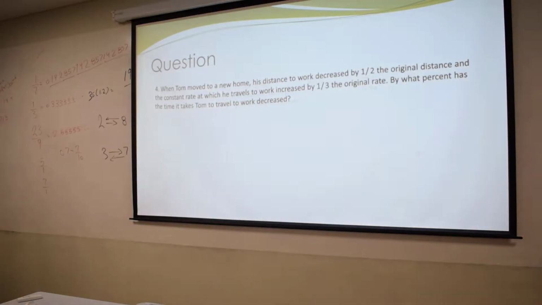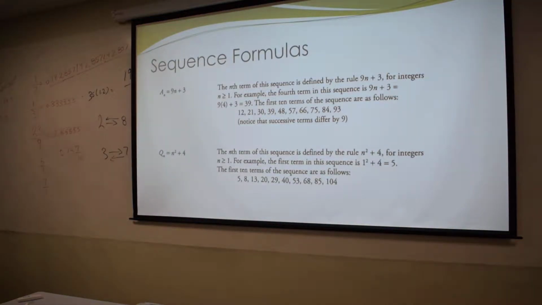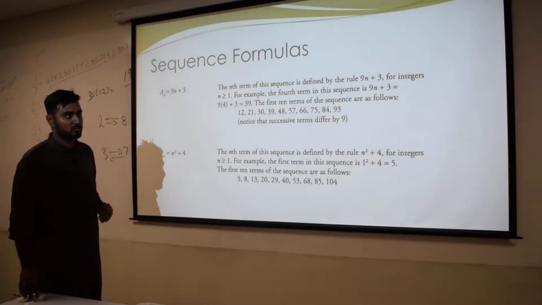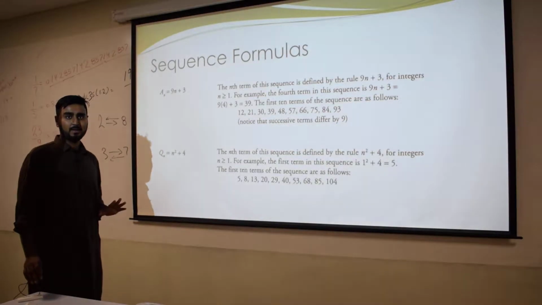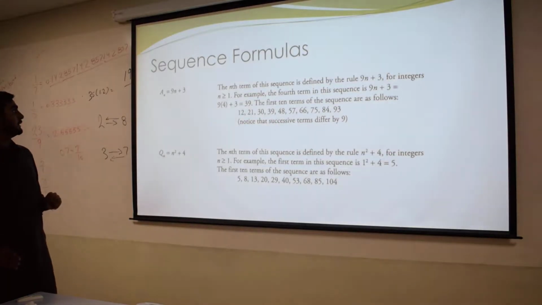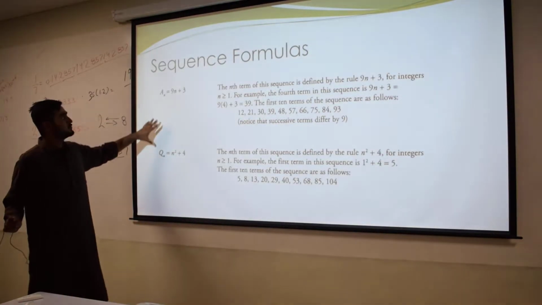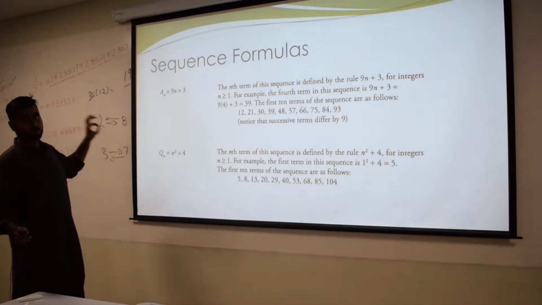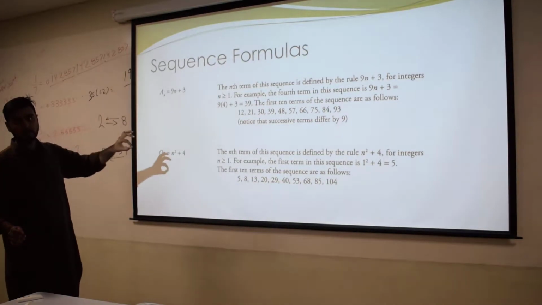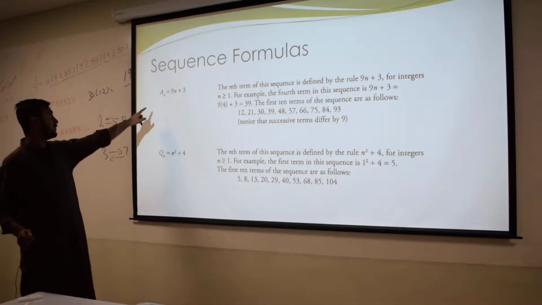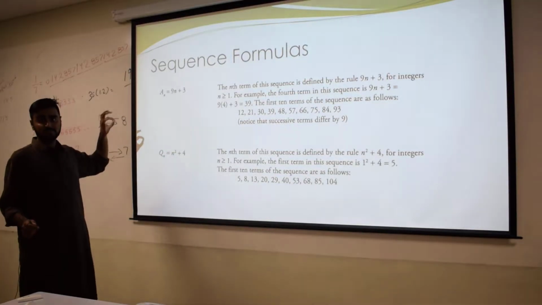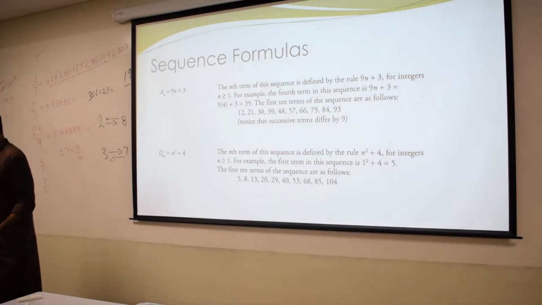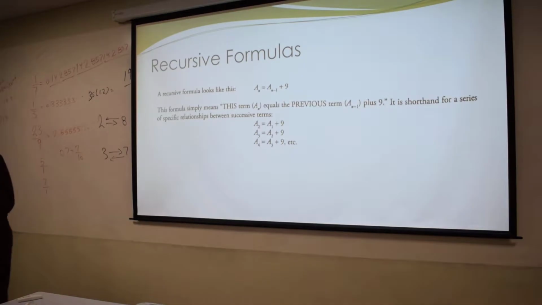And now moving on to sequence formulas, and we discussed these sequence formulas in pretty much detail in our class. And as you can see, these two formulas are basically formulas in which you just plug the number and you will have that term of the sequence. For example, let's say I put 5 in this, so I will get the 5th term of the sequence. But not all sequence formulas are like this. You might have seen formulas like this.